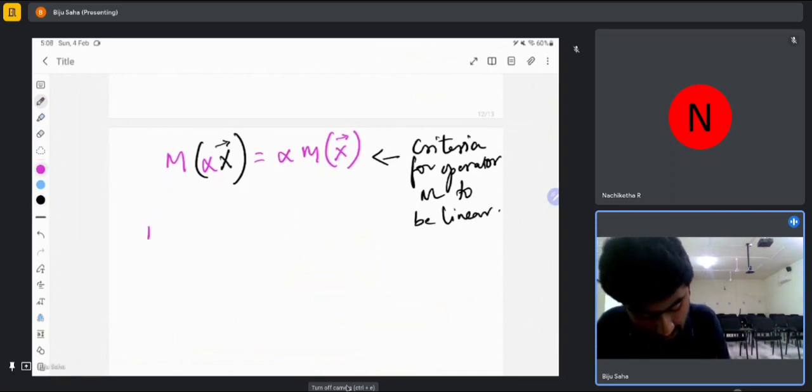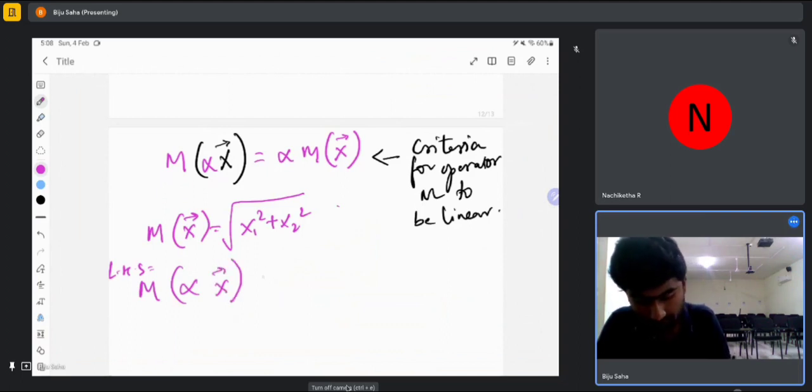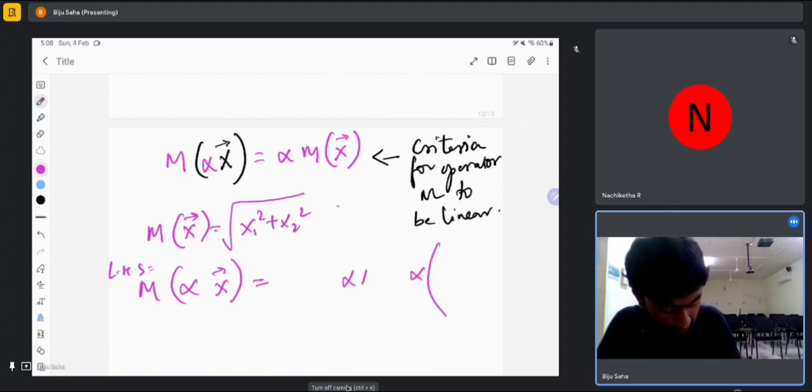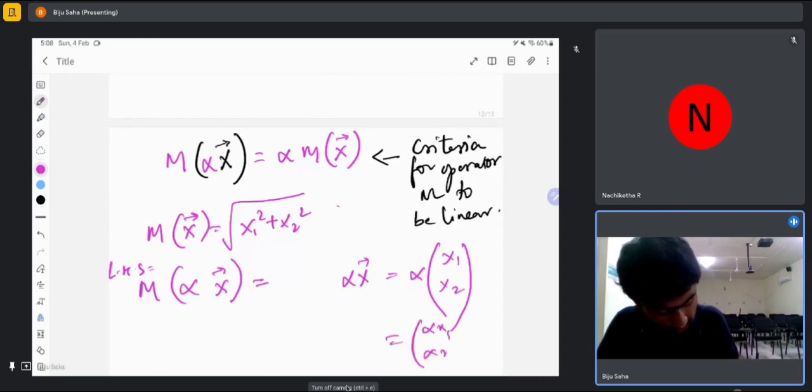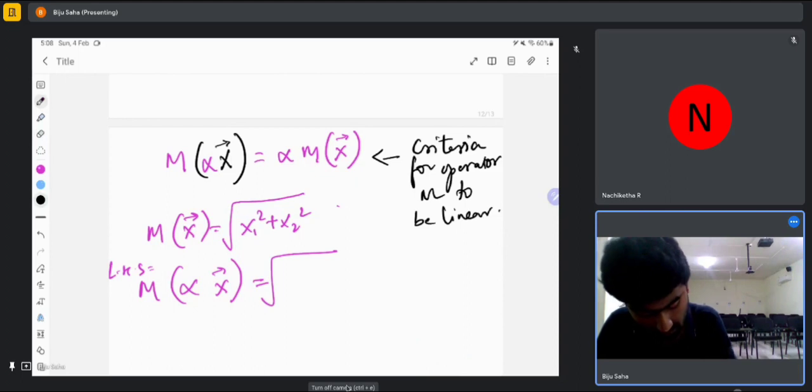So we had M given as... So let us first start with the left hand side. Let us multiply alpha to x. Alpha x multiplication is that alpha x vector is alpha x1, x2. So alpha of x1, alpha of x2. So that would make the operation to be alpha x1 whole square, alpha x2 whole square.